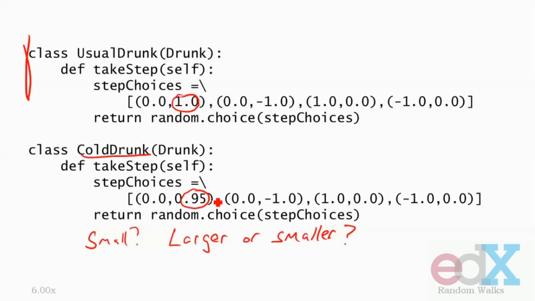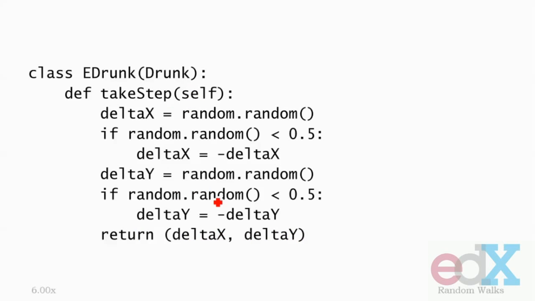out. But before we do, I want to look at one other kind of drunk, a different subclass, calling this an E-drunk for Euclidean drunk. You may recall that in our first implementation, the usual drunk, we simplified things by saying the drunk moved either east, west, north, or south. I now want to remove that simplification and allow the drunk to, say, move on a diagonal.